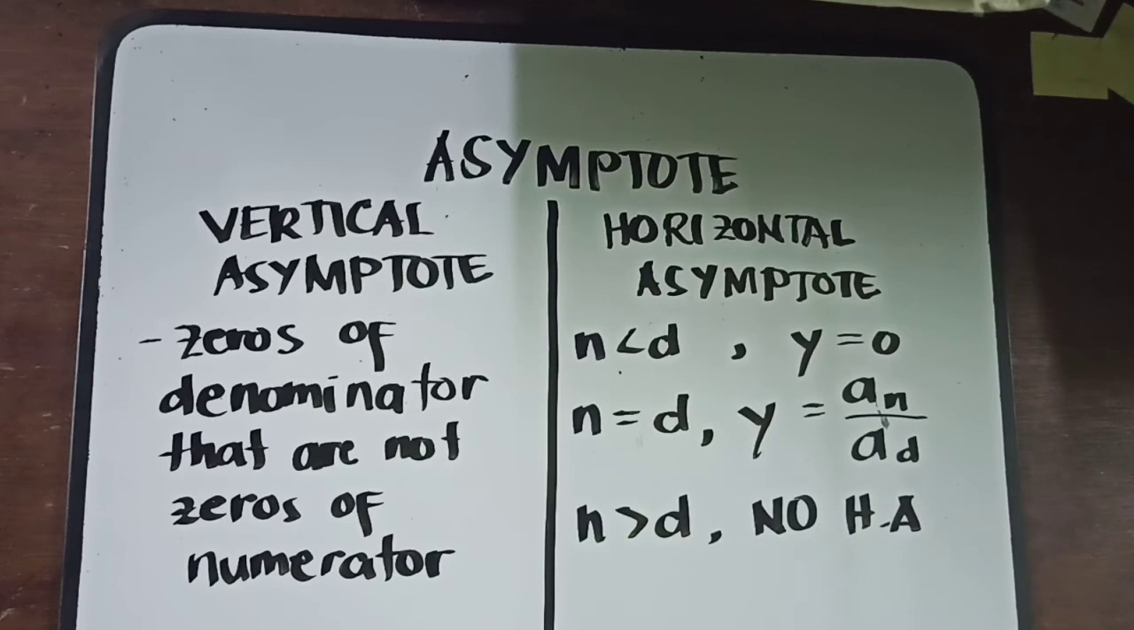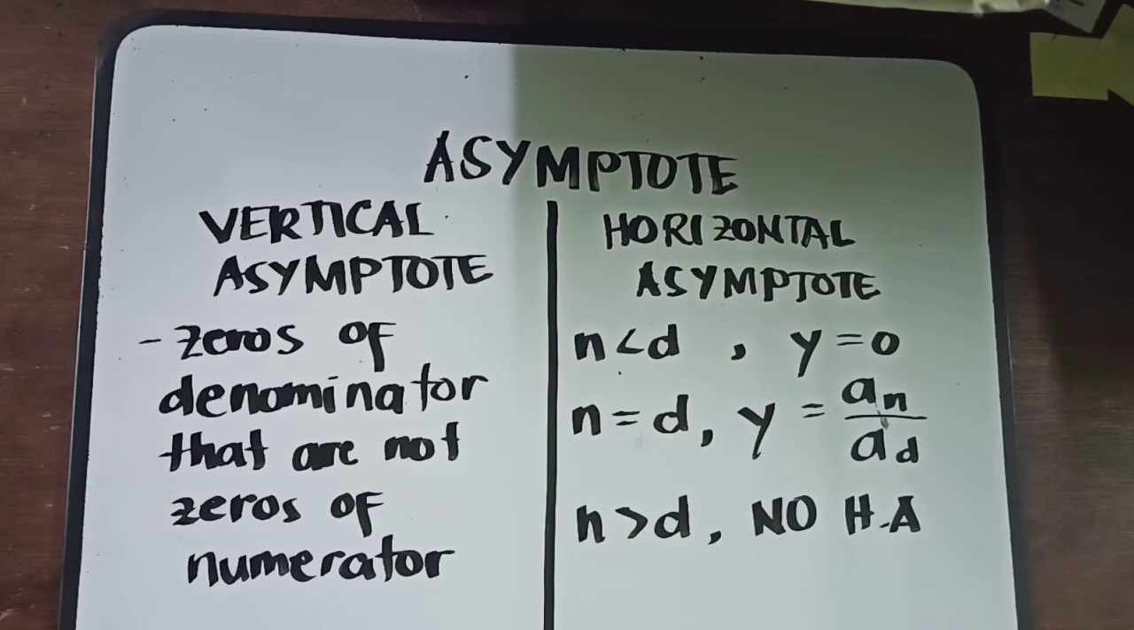Okay, so in this video, we'll talk about the asymptote. So when we say asymptote, ito yung palapit ng palapit pero hindi nagmi-meet. Okay, so palapit lang siya ng palapit pero hindi magtatagpo or magmi-meet. So we have two, which is the vertical asymptote and the horizontal asymptote. And sometimes we have the slant line or this slant asymptote.